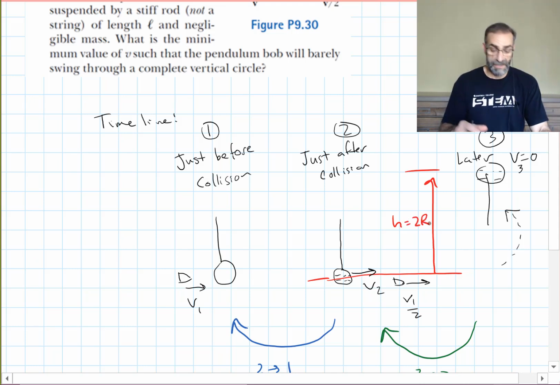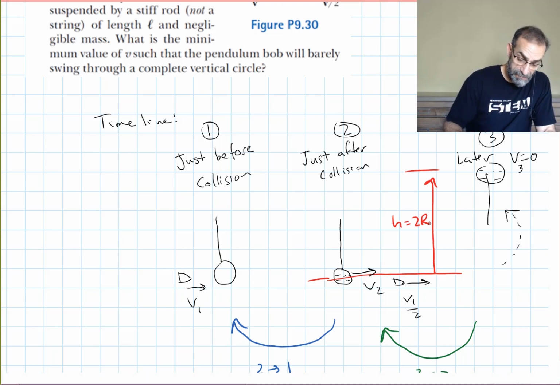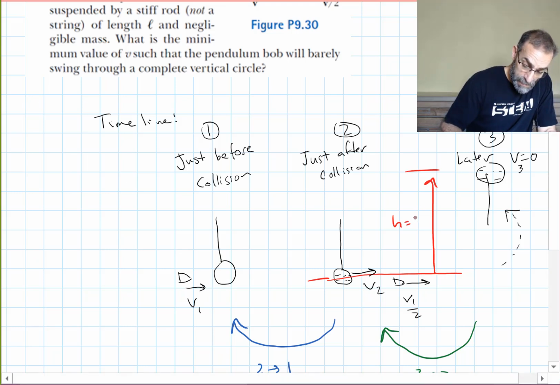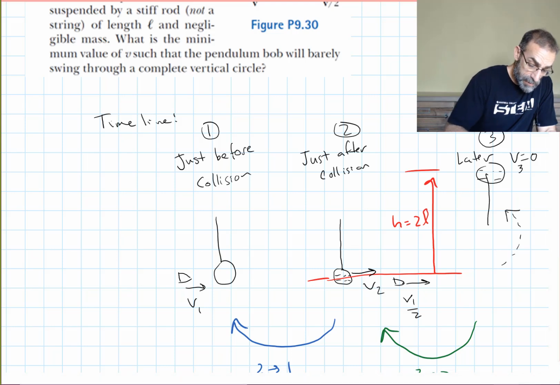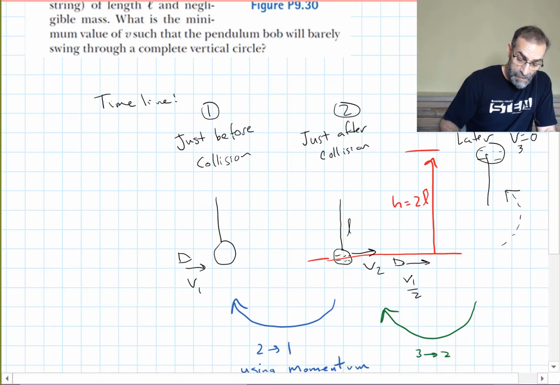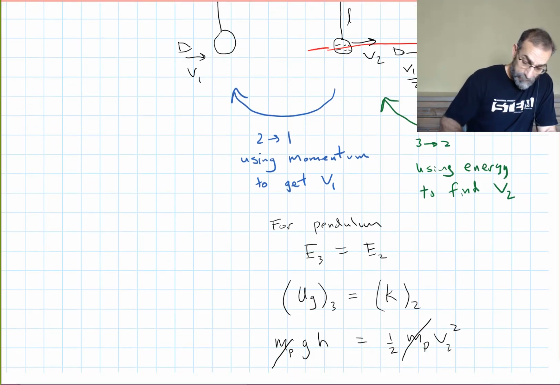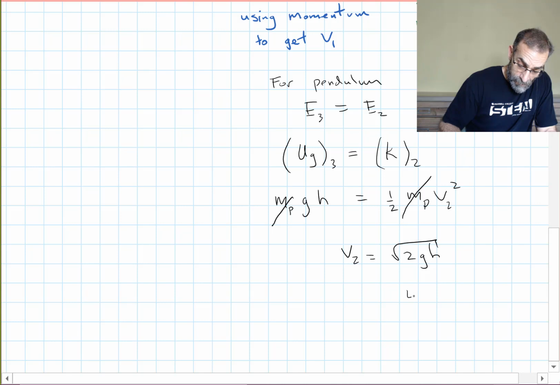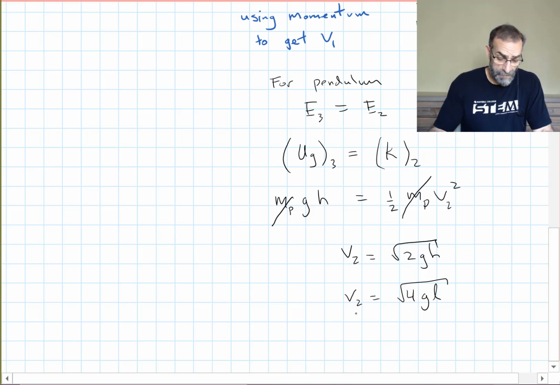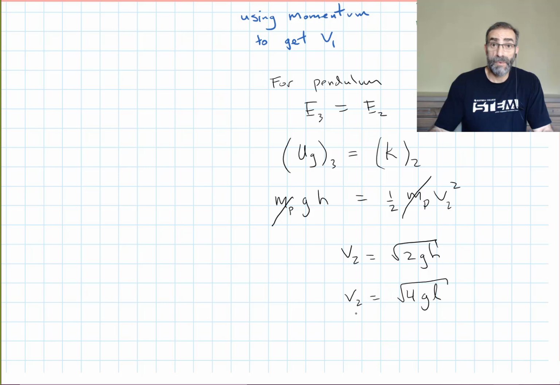That's 2 times the radius, or what did they give us? 2 times the length. I guess I'll write 2L, where this is L. Okay. Yeah, the energy at time 2 is all in the form of kinetic energy. And the energy at time 3 is all in the form of gravitational potential energy.